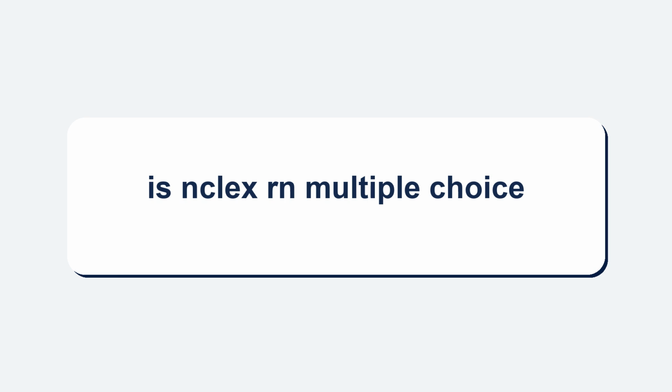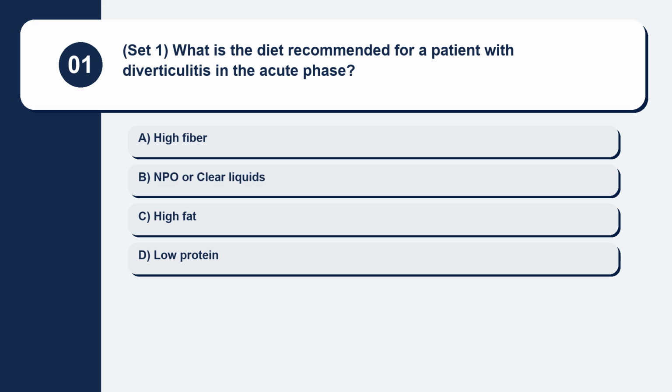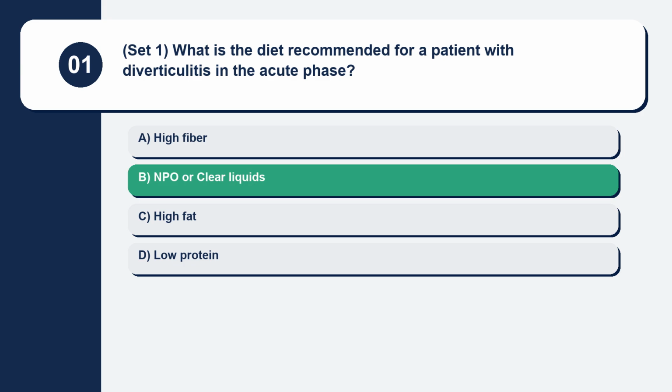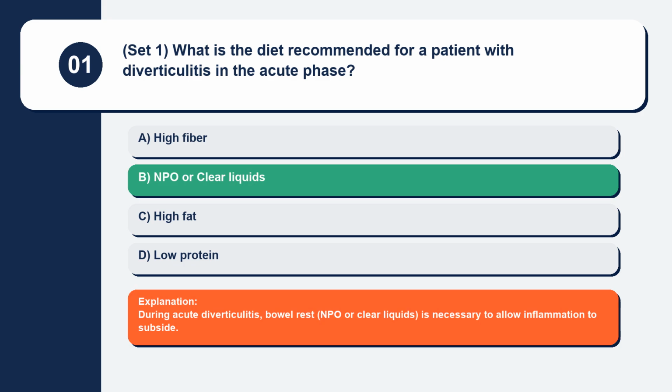This is NCLEX-RN multiple choice. Question 1. Set 1. What is the diet recommended for a patient with diverticulitis in the acute phase? High fiber, NPO or clear liquids, high fat, low protein. During acute diverticulitis, bowel rest, NPO or clear liquids, is necessary to allow inflammation to subside.